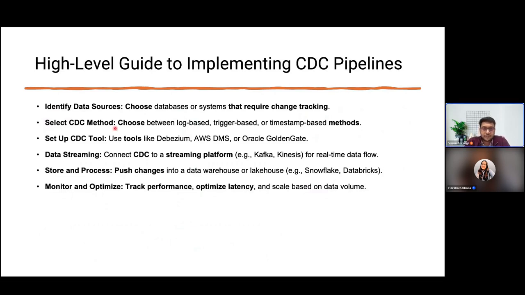Now, high level implementation strategy, I think we have been talking about: choose a database that you want to track changes on, or any other source system. Choose between log, trigger, timestamp, or any other custom methods that you want to build. Use any tool of choice, Debezium, DMS, or your own custom code you can build. Connect CDC to a streaming platform if you really want to, organize those events and push it down to the target in real time. Push the changes to a data warehouse or lakehouse wherever you want, and then basically you can track performance and optimize the latency, right?